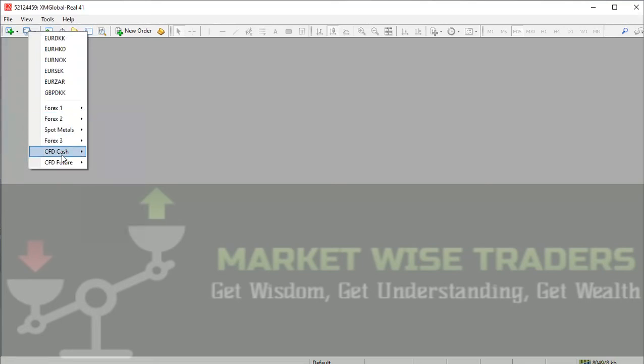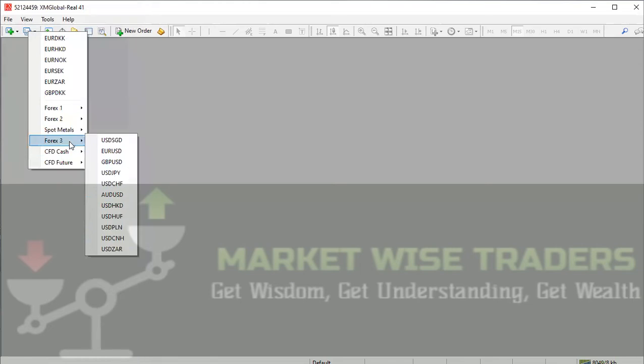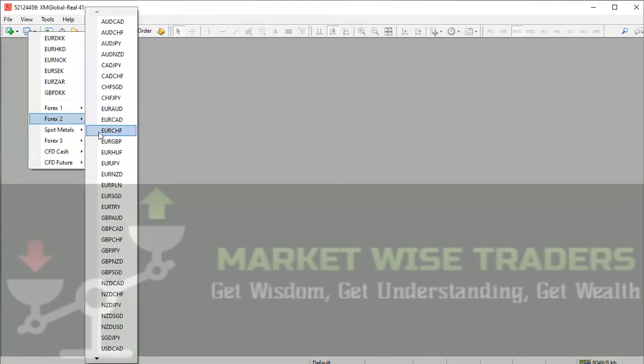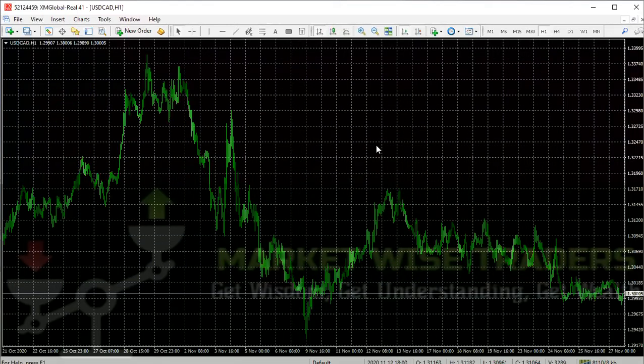Which pair shall I take? Let's take a major. Normally the majors are the ones which show this more clearly. Even USD CAD, where's my USD CAD? All right. H1, I can already see the cycle right here, with the line chart.